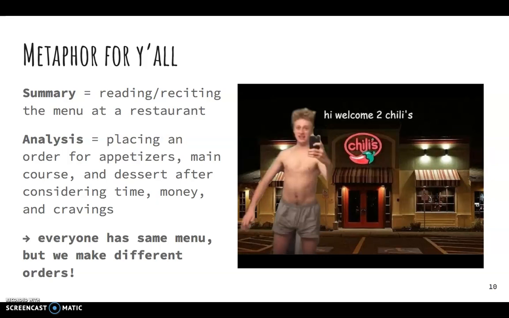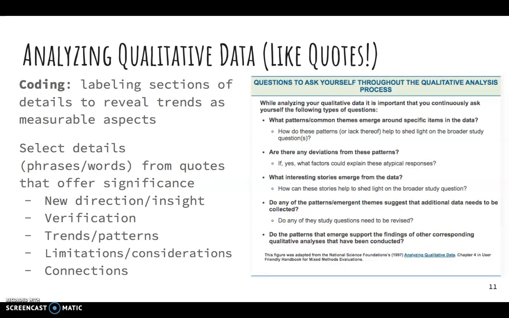Writing is about making choices or conclusions and explaining the reasoning behind them. What combination of time, money, and craving gave you that order? What combination of other factors led you to that conclusion? So what does this mean for analyzing qualitative data? It means we make a conclusion about information and explain how we got there.